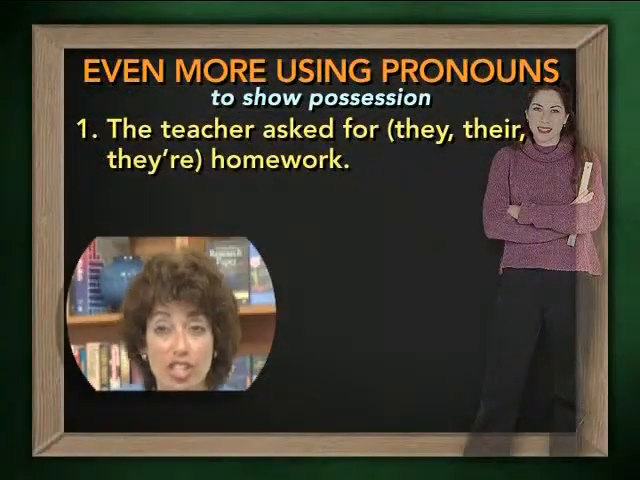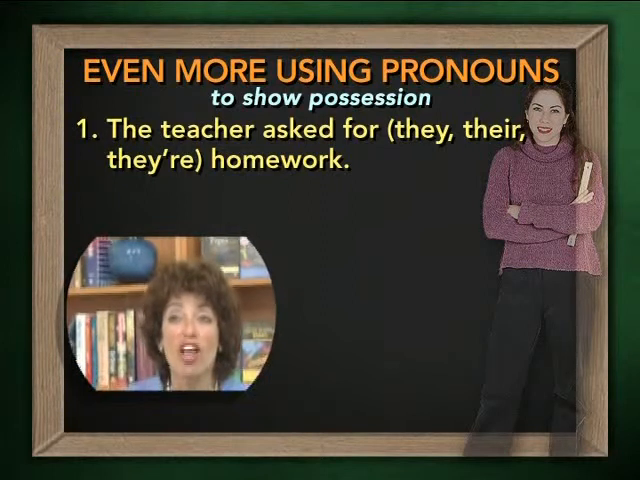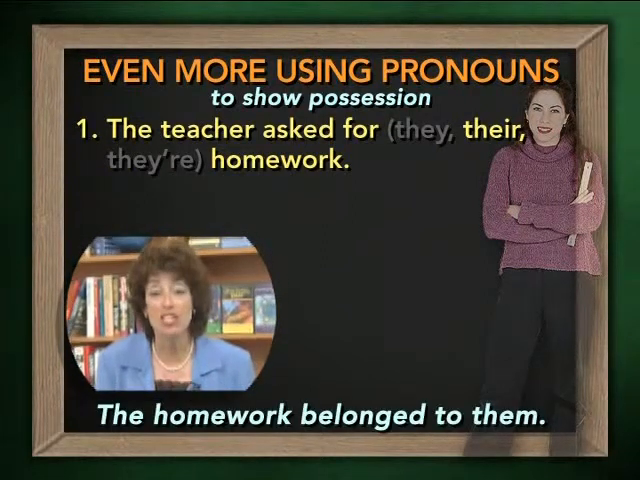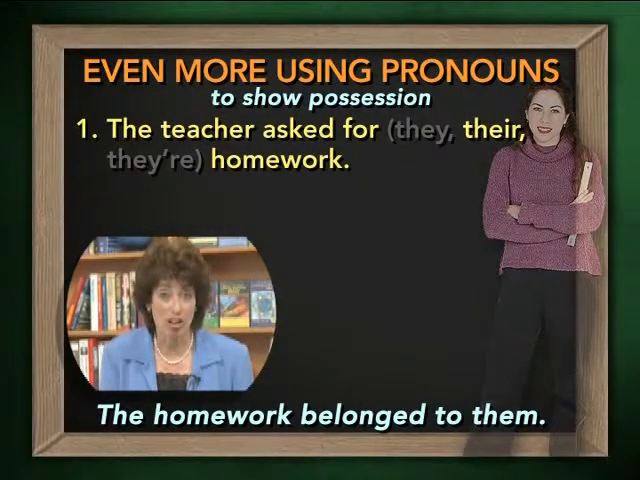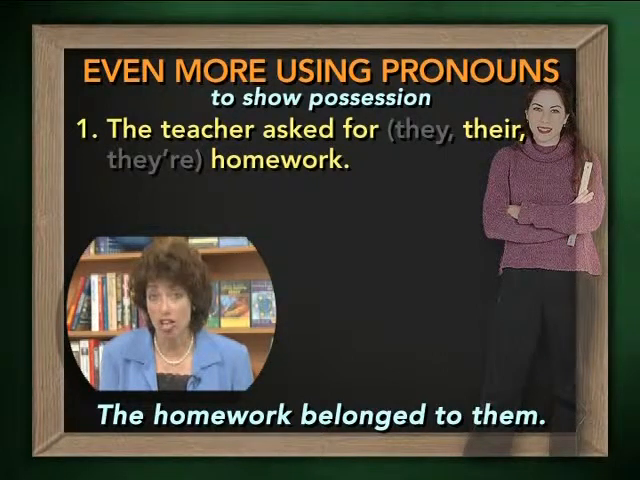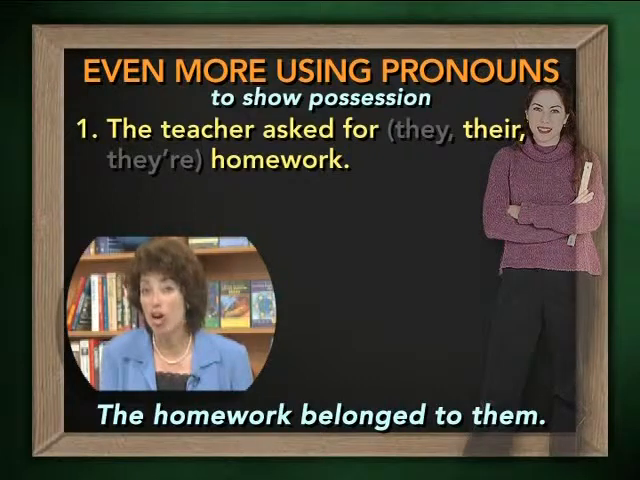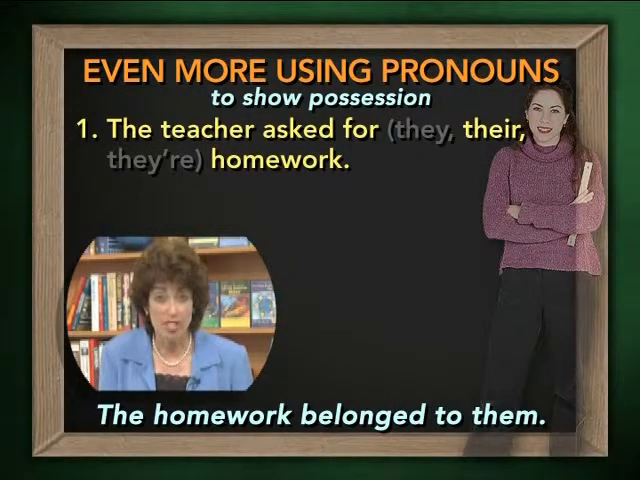The first two show possession, the second two show gerund, and the last one is used alone. Possession: The teacher asked for their homework. The homework belonged to them, so I'm using T-H-E-I-R. I'm not using they, and I'm not using the contraction they are. It might help you if you actually say the contraction as the two words. So if you say the teacher asked for they, their, and they are homework, you'll hear it more easily.